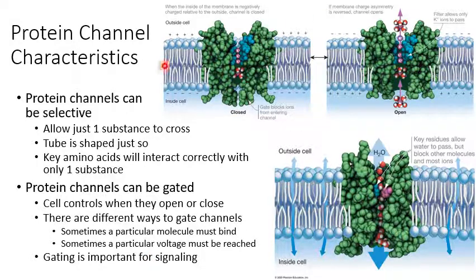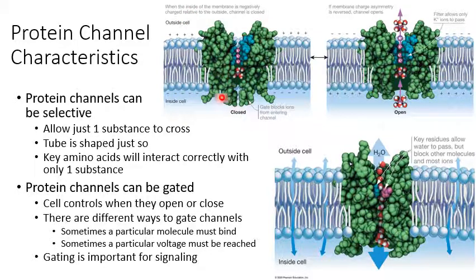So up here you have an example of a gated channel. This is actually a voltage gated channel. On the left side, it's in the closed position, and the membrane has a particular voltage where the outside is more positively charged and the inside is more negatively charged. This difference in the charges across the membrane, that's the voltage of the membrane. Just like a battery has a positive side and a negative side, and the difference between the sides is the voltage of the battery, it's the same for a cell membrane.